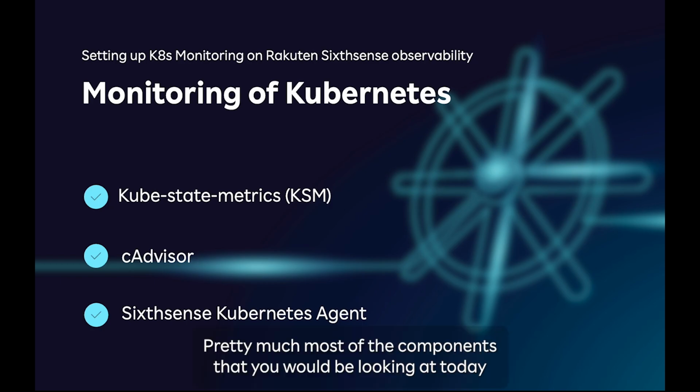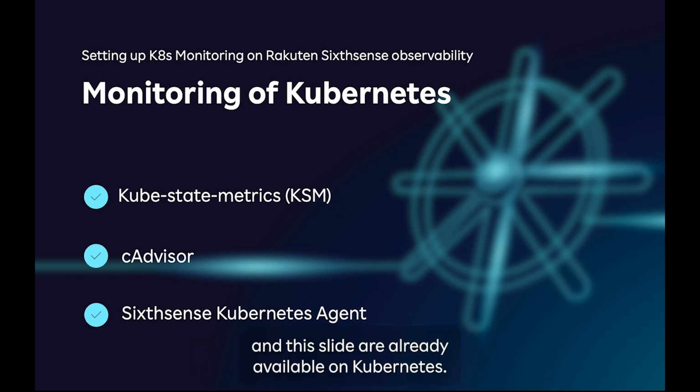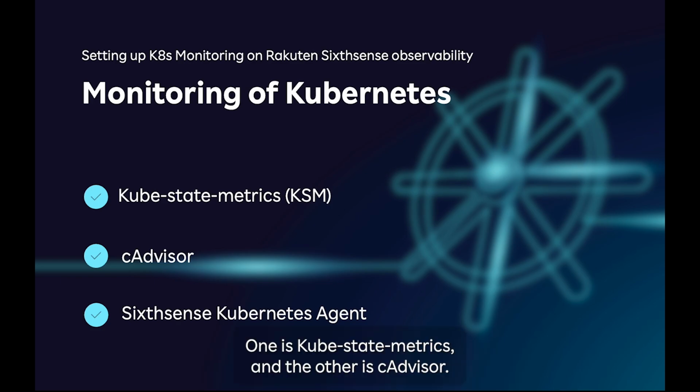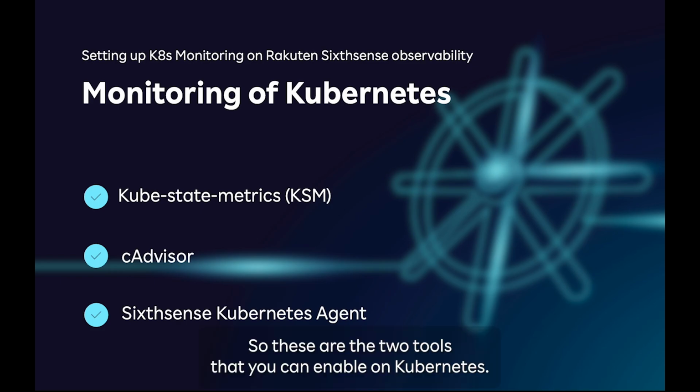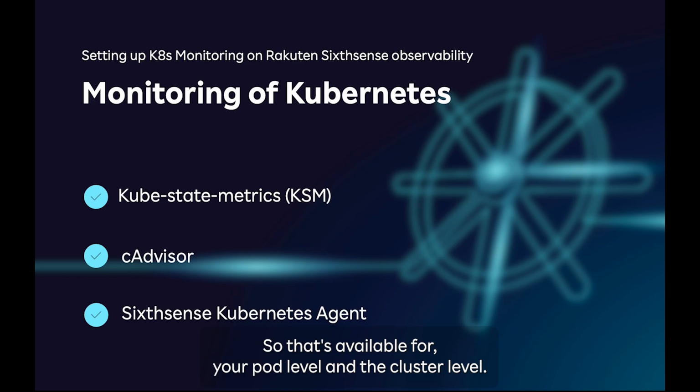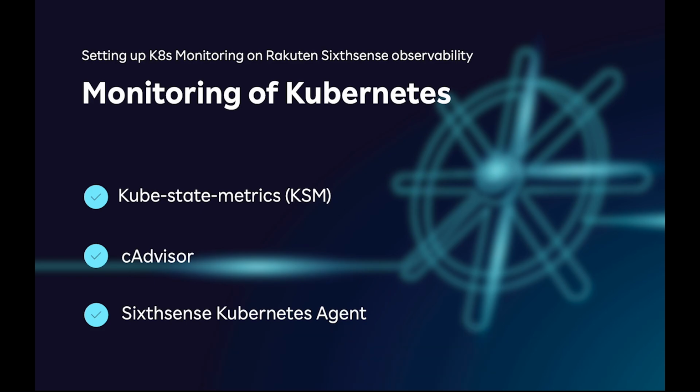Pretty much most of the components that you would be looking at today in this slide are already available on Kubernetes. So we are using two tools from Kubernetes. One is KubeStateMetrics and the other is cAdvisor. So these are the two tools that you can enable on Kubernetes. And the third component over here is the agent part. That's available for both your pod level and the cluster level. So installation of that also would be required.